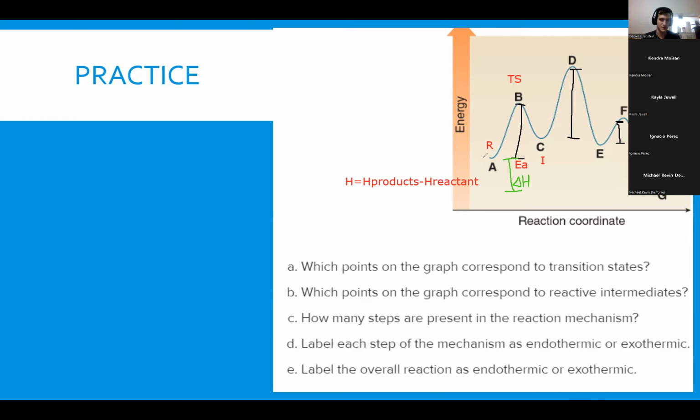Yep, it is 3. From A to C, C to E, E to G.